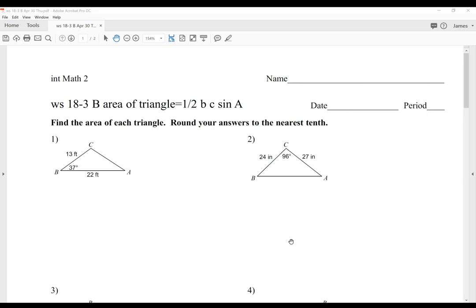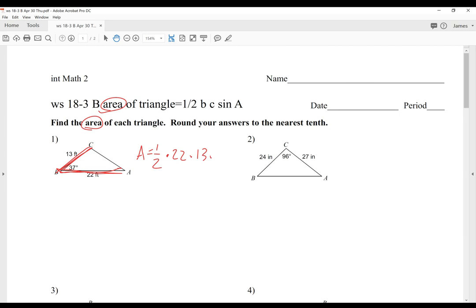Okay, we're continuing the same topic. We're still finding the area of each triangle, so we use the same formula. Number one is just a review, the same thing that we did. Area is equal to 1/2 times the base, or one of the sides, which is 22, times another side, 13.